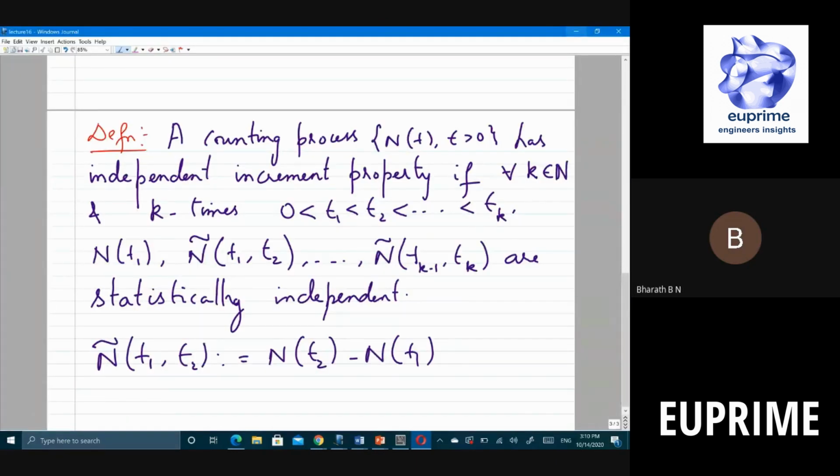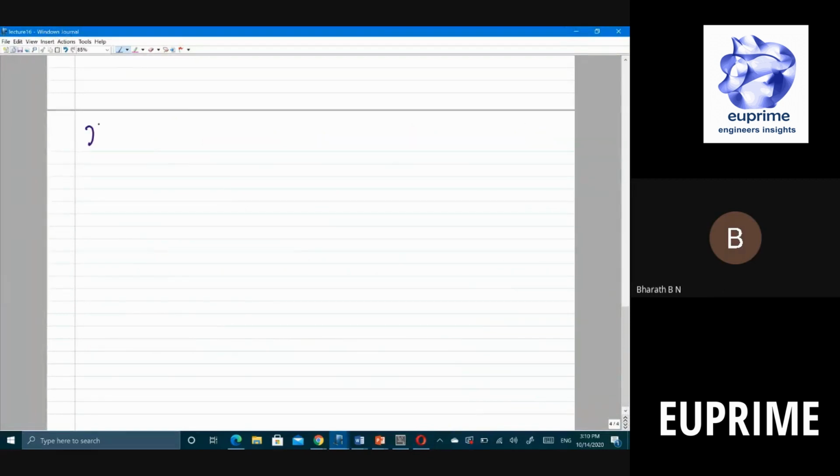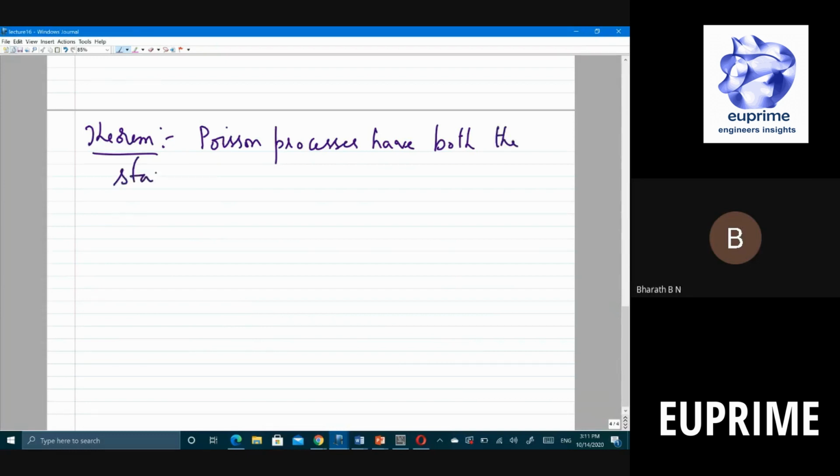Okay, this is fine. This whole thing, based on our previous discussion, implies that if you look at a Poisson process, Poisson processes have both the stationary increment property as well as the independent increment property, right?